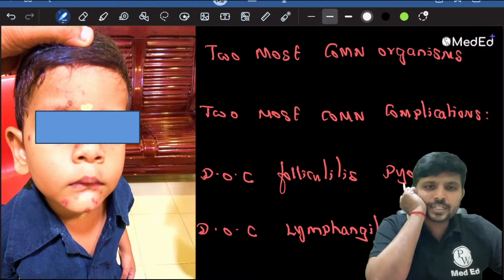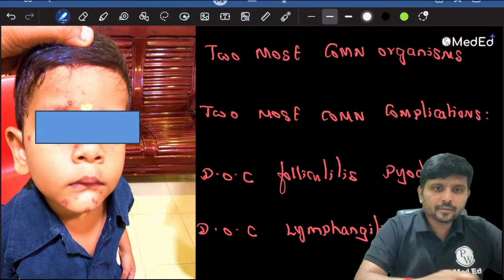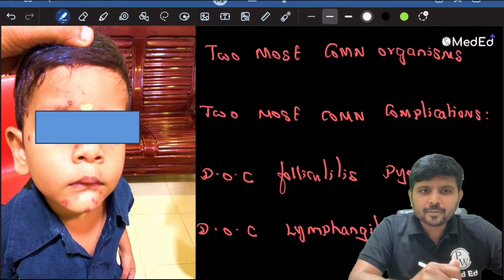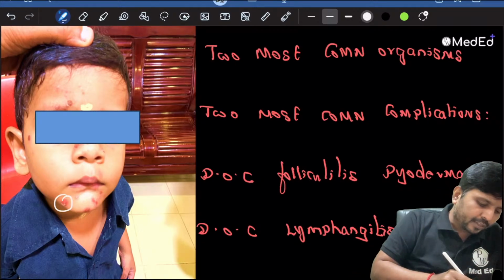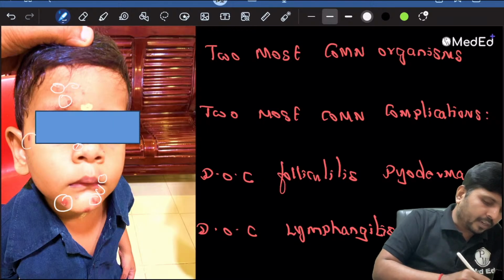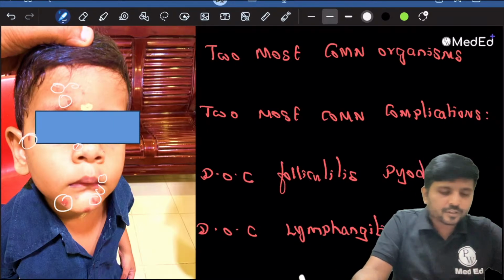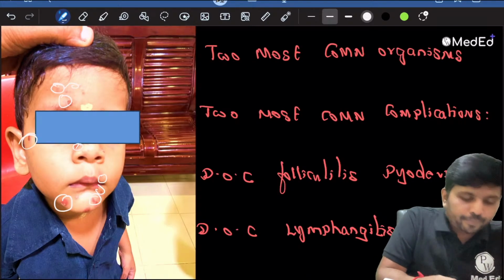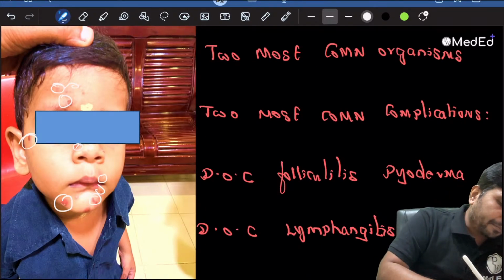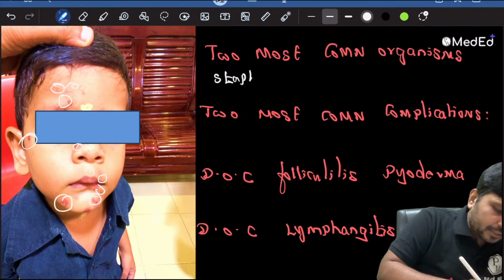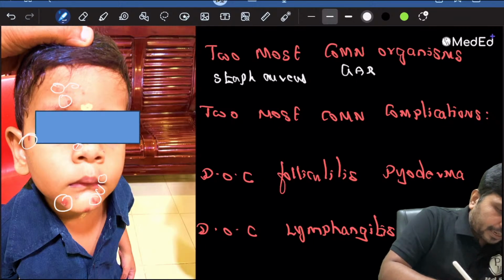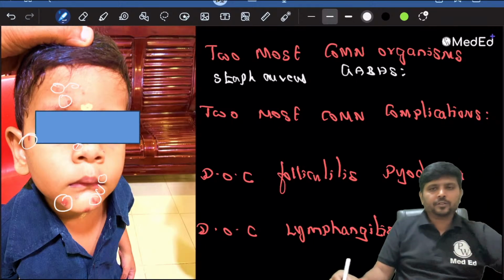So what is this lesion? Can you tell me what is this lesion, my dear boy? Look at this. Numerous lesions in and around the nose and face. What are the 2 most common organisms? This is nothing but impetigo. What are the 2 common organisms? One is Staph aureus. Another is group A beta hemolytic streptococcus.